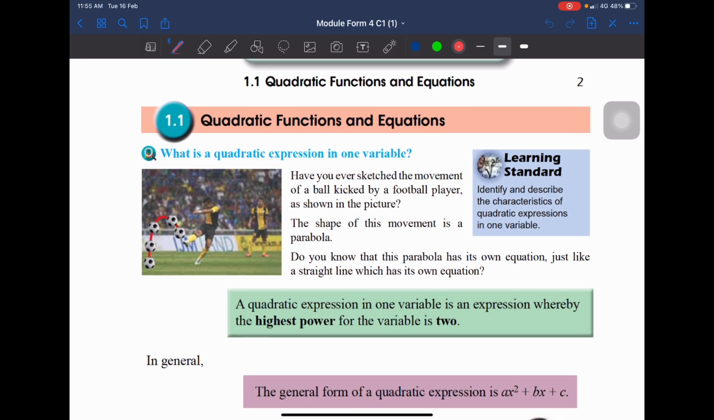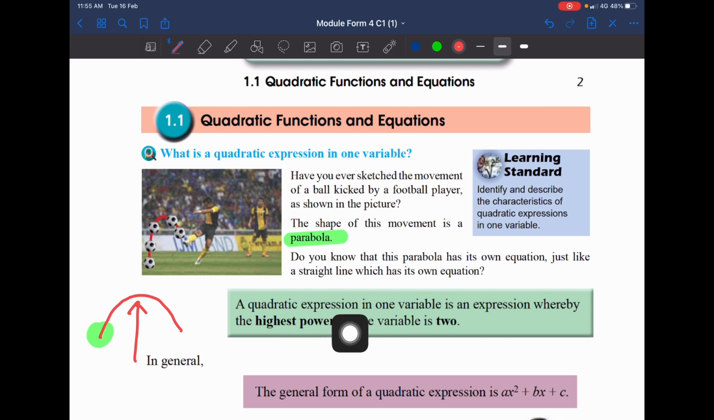Have you ever sketched the movement of a ball kicked by a football player as shown in the picture? The shape of this movement is a parabola. Okay, so pernah nampak kan yang shape macam ni? Bila awak tendang bola, dia akan terbang macam ni, jatuh ke bawah. So bentuk ini kita panggil sebagai parabola. Okay, parabola ini boleh ditulis dalam equation menggunakan a quadratic expression.